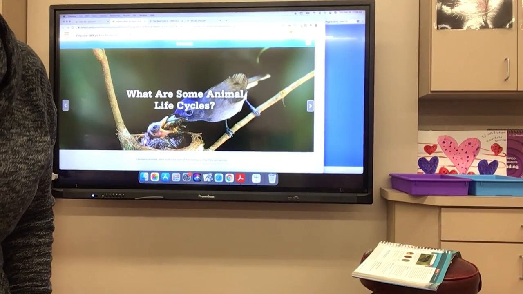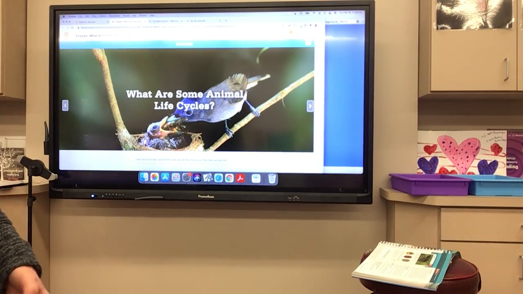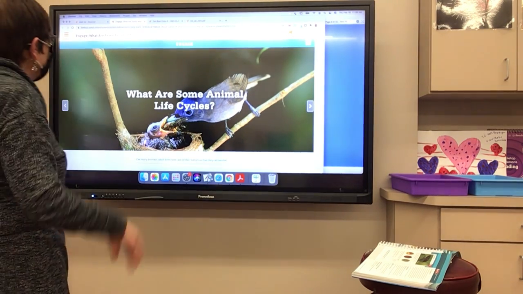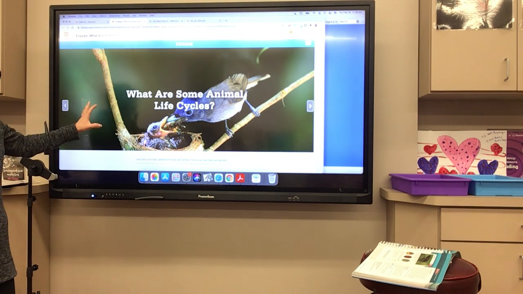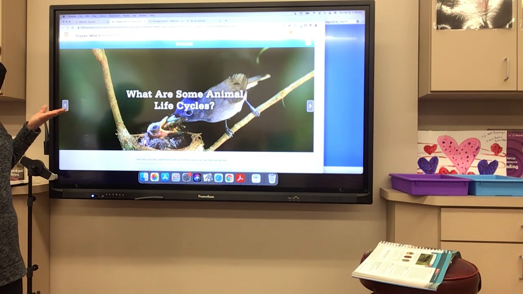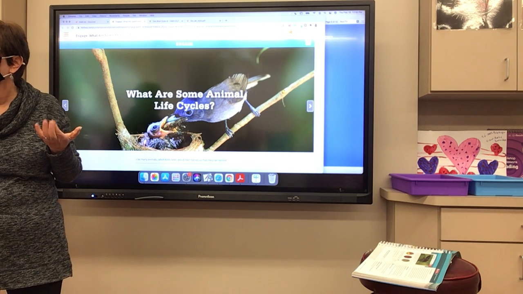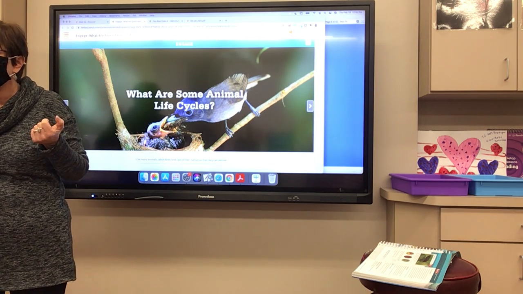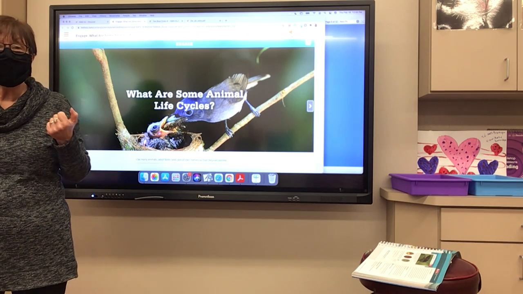Okay, so boys and girls, we have talked about the life cycle of a plant. Now we're going to move on and talk about some animal life cycles. What we have is a picture, and you were really drawn to this picture. What's going on in this picture? What do you see going on here? Santiago?